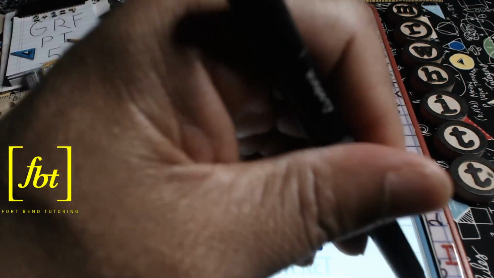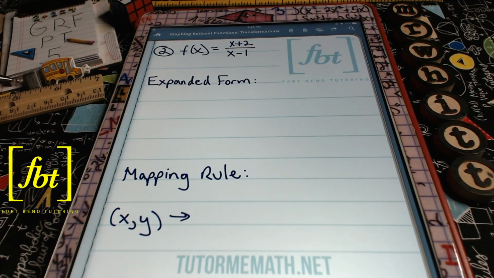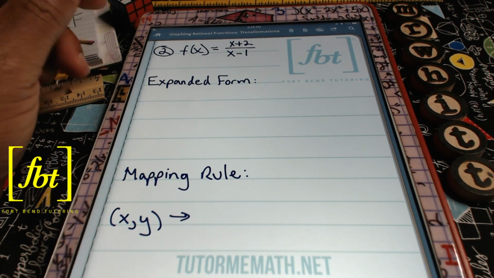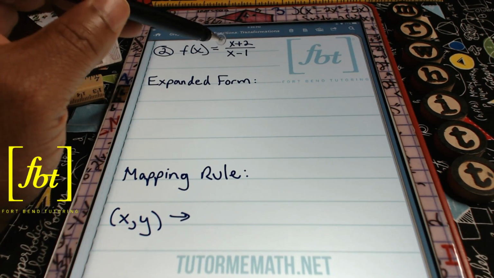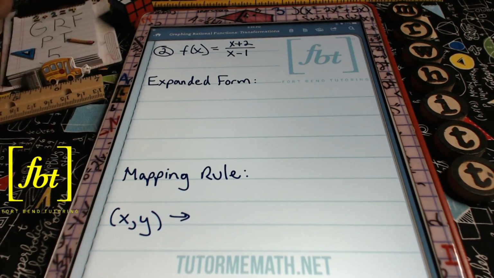Moving on to problem number 2. In problem number 2, we have f of x equals (x plus 2) divided by (x minus 1). So I especially am excited to show you guys how you can rewrite this in expanded form. For starters, we're going to be paying attention to the denominator, and we want to write the numerator in terms of the denominator. Let me show you what I mean.